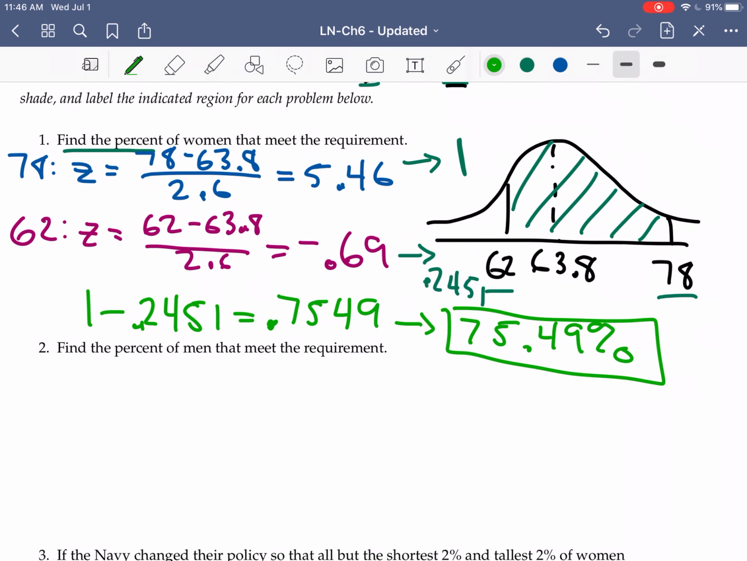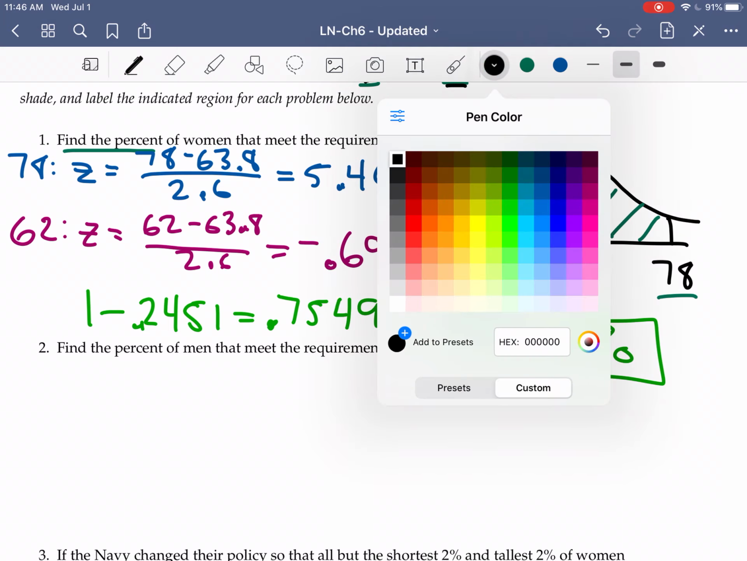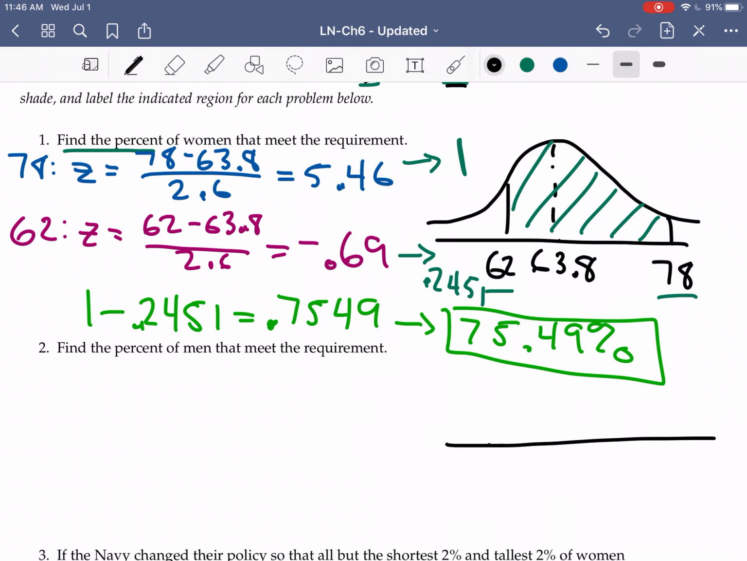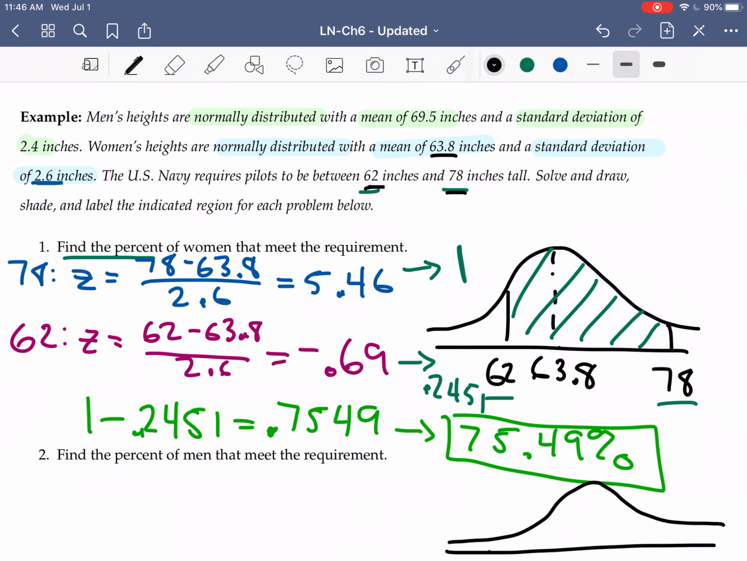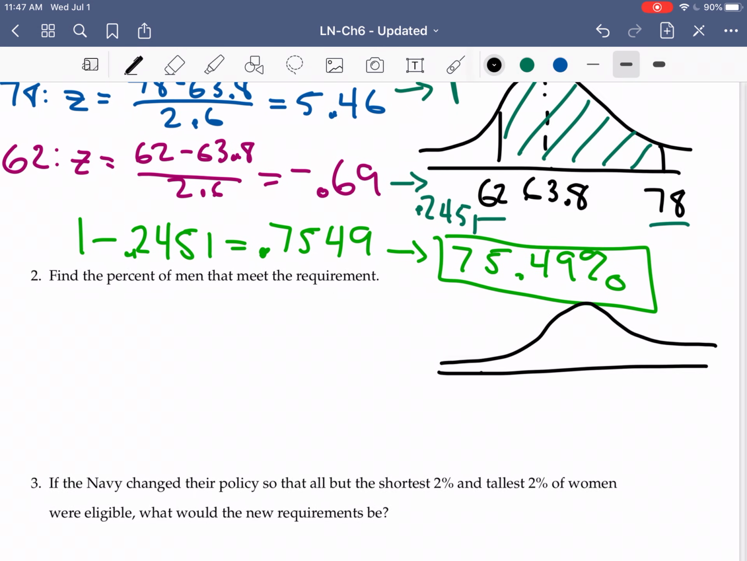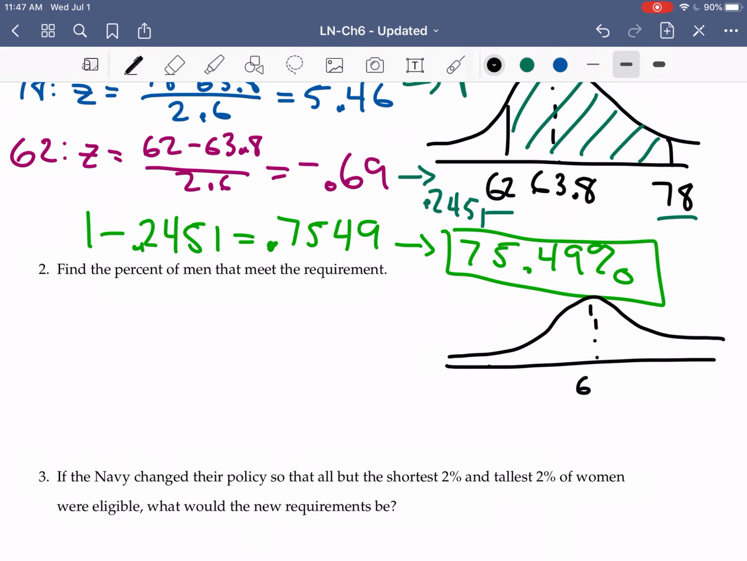Next, we want to ask a similar question, only this time we're going to say what percent of men meet the requirement. So again, we have a normal distribution. This stuff is going to look very similar, except we're going to use the information associated with men. And so the mean height for men is 69.5. We want to know from 62 up through 78, what percent of men fall in that range.